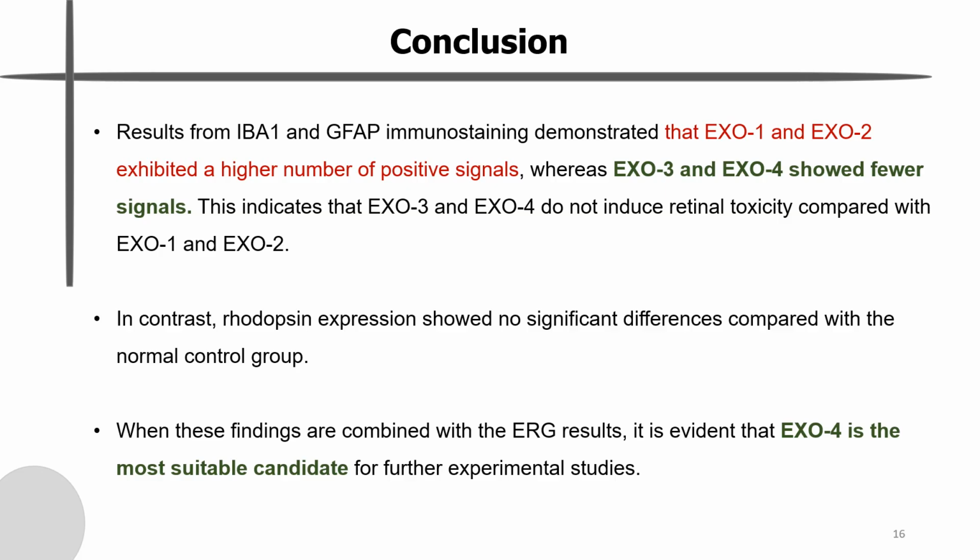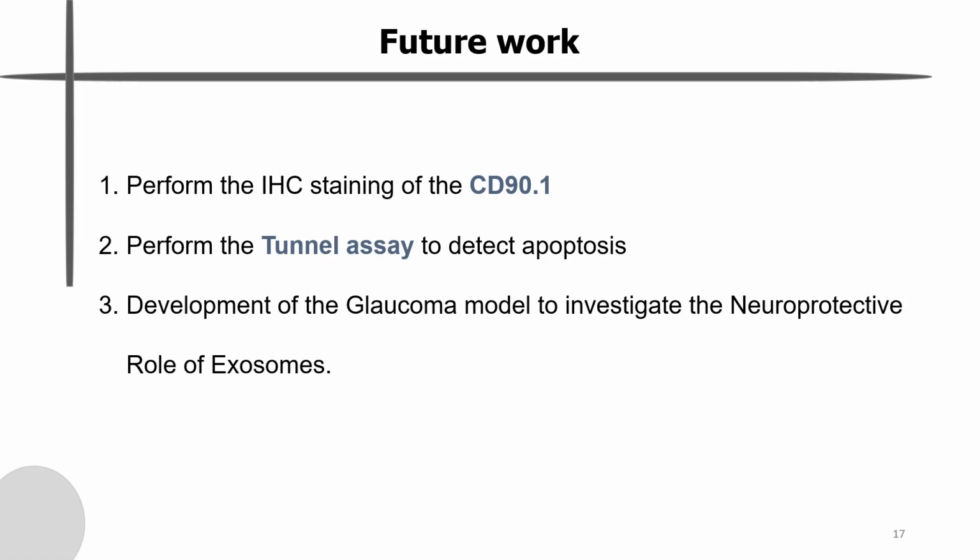When these findings are combined with ERG results, it is evident that EXO4 is the most suitable candidate for further experimental studies. The future work is to perform the IHC staining of CD901 and perform the TUNEL assay to detect apoptosis, and then develop the glaucoma model to investigate the neuroprotective role of exosomes.